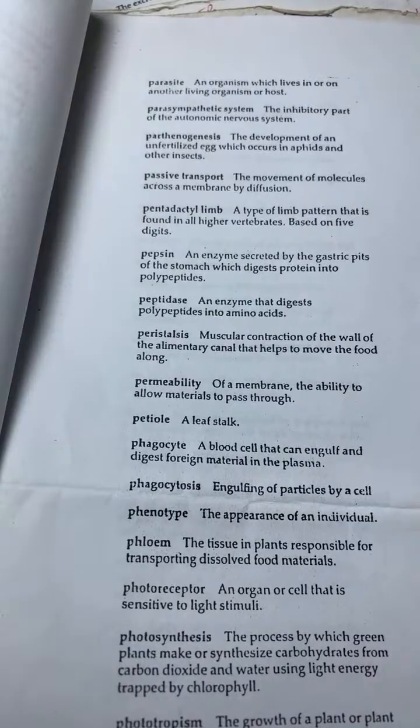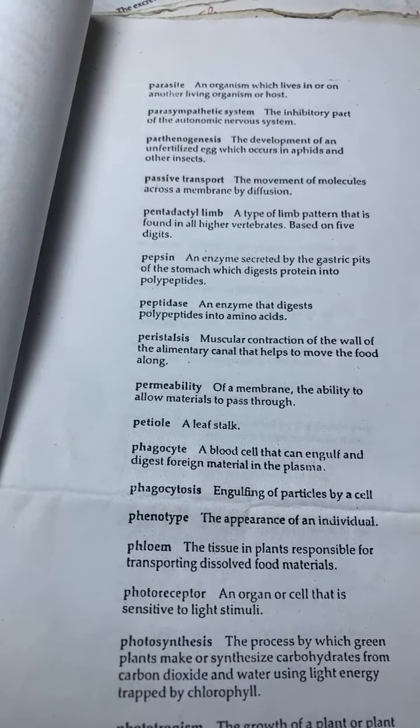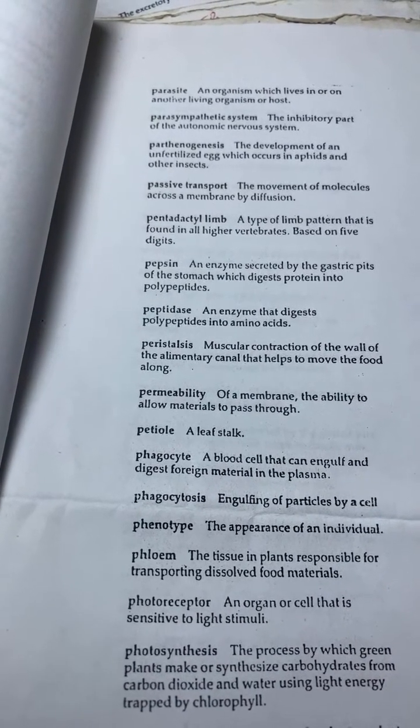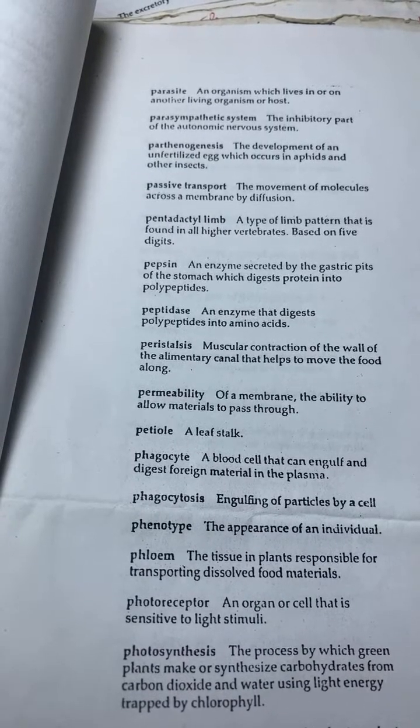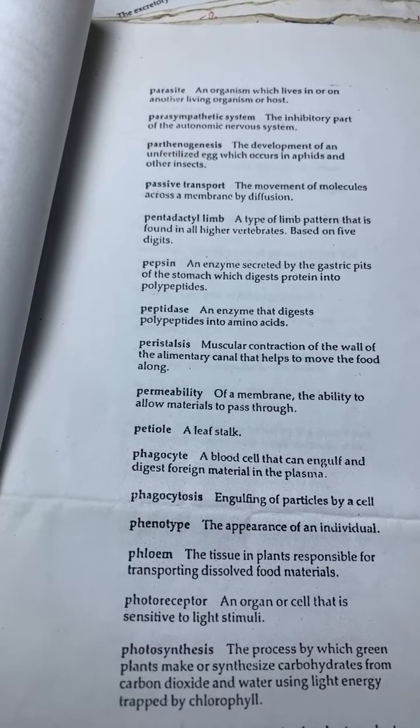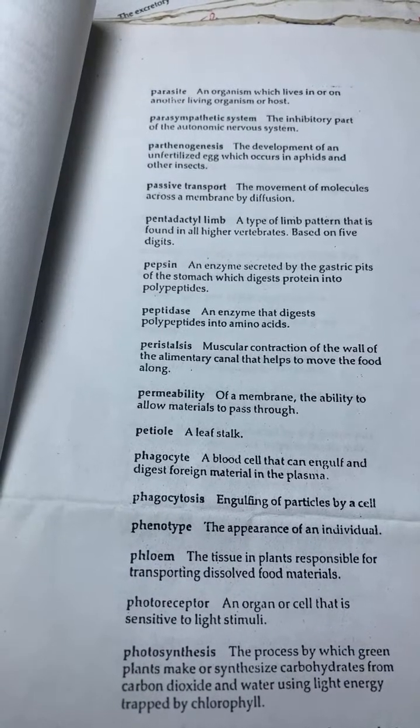That is a parasite. Are we together now? Now move on. We have what we call the parasympathetic system. The inhibitory part of the autonomic nervous system is called what? Parasympathetic system. Now we have what we call parthenogenesis.